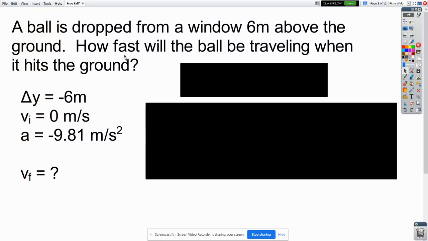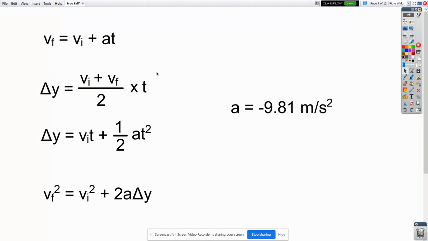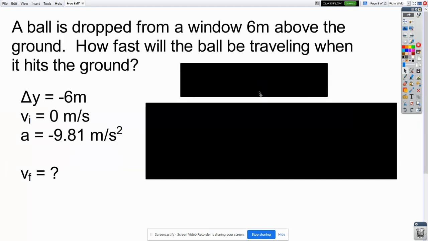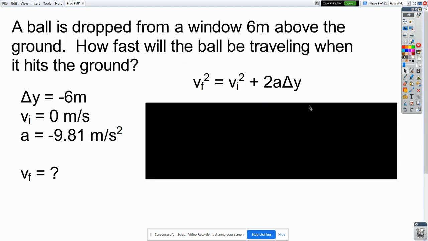Just like kinematics, you look at what you've got: delta y, vi, a, vf. We use the last kinematic equation to solve that one. Again, the problem solving in this part is very important, figuring out what equations you're going to use each time you're trying to solve a problem. Look at this list. Pick the equations that fit the list, or look for what's not in the list. What's not in the list here is t. Look for the equation that doesn't have t.